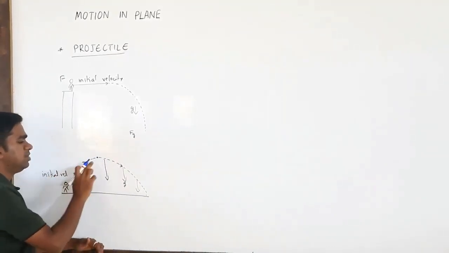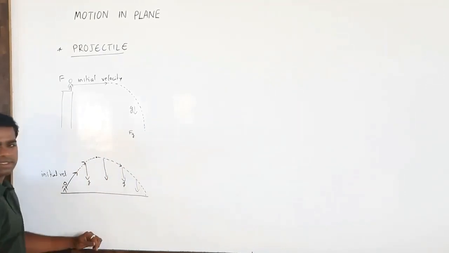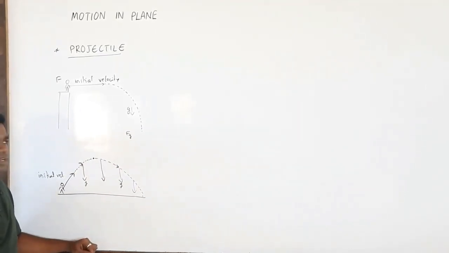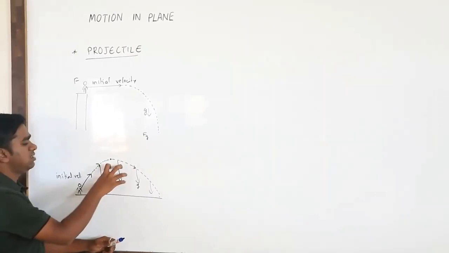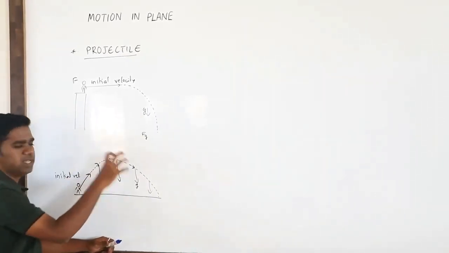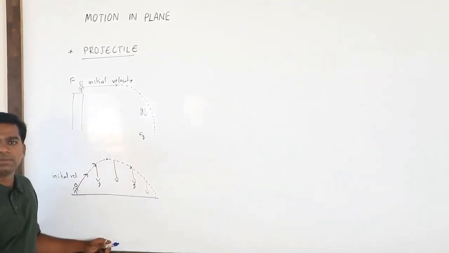That is why it will not go on forever. Here the velocity will become 0. Then it starts moving under the gravity. So this kind of motion of an object is called a projectile.